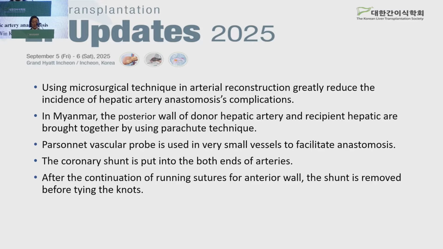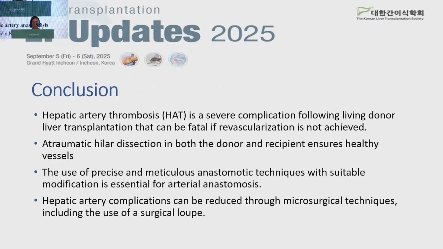Using microsurgical techniques in arterial reconstruction greatly reduces the incidence of hepatic artery anastomosis complications. In summary, the posterior wall of the donor hepatic artery and recipient hepatic artery are brought together by using the parachute technique, and a personalized approach is used in very small vessels to facilitate the anastomosis. A coronary shunt is put into both ends of the artery. After continuation of the running suture of the arterial wall, the shunt is removed and checked.